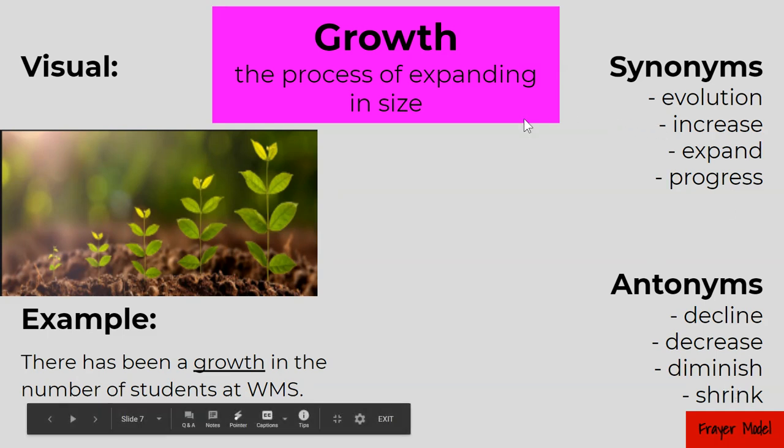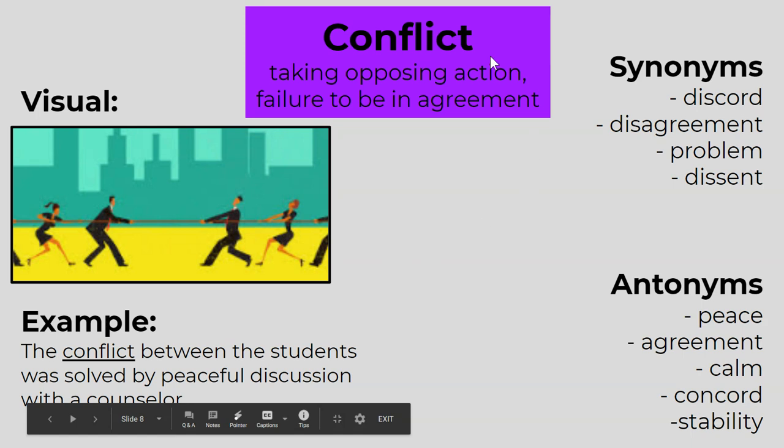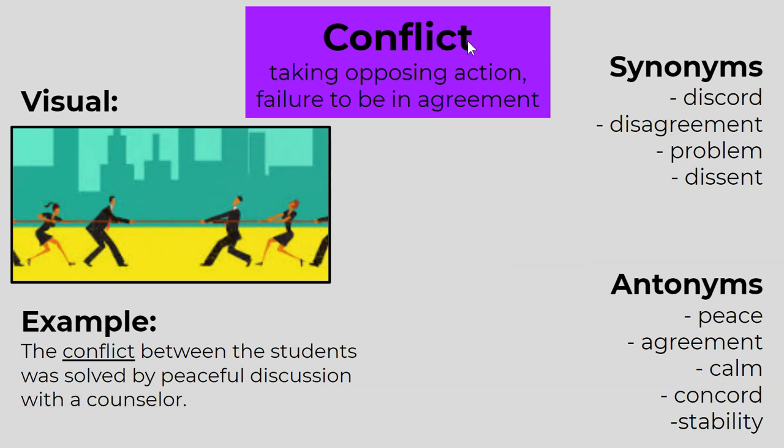Okay, so this is our first theme. You can see that the themes will be presented using the Frayer model, which is a different method than we saw with the term theme. Okay. Second theme, conflict, taking opposing action, failure to be in agreement.